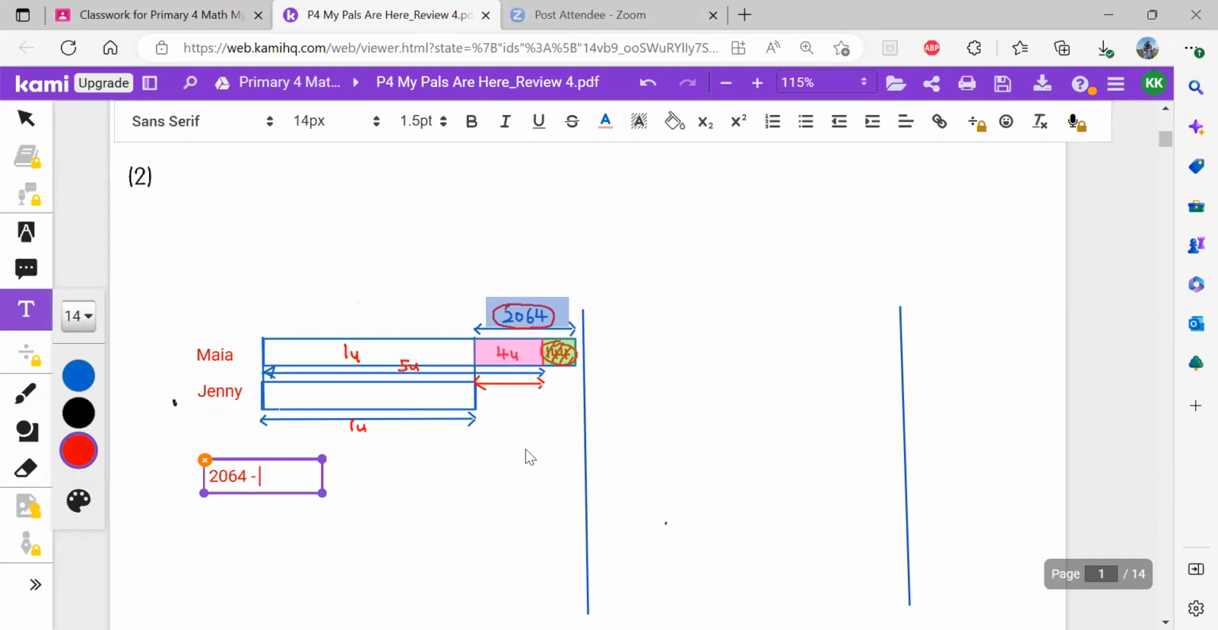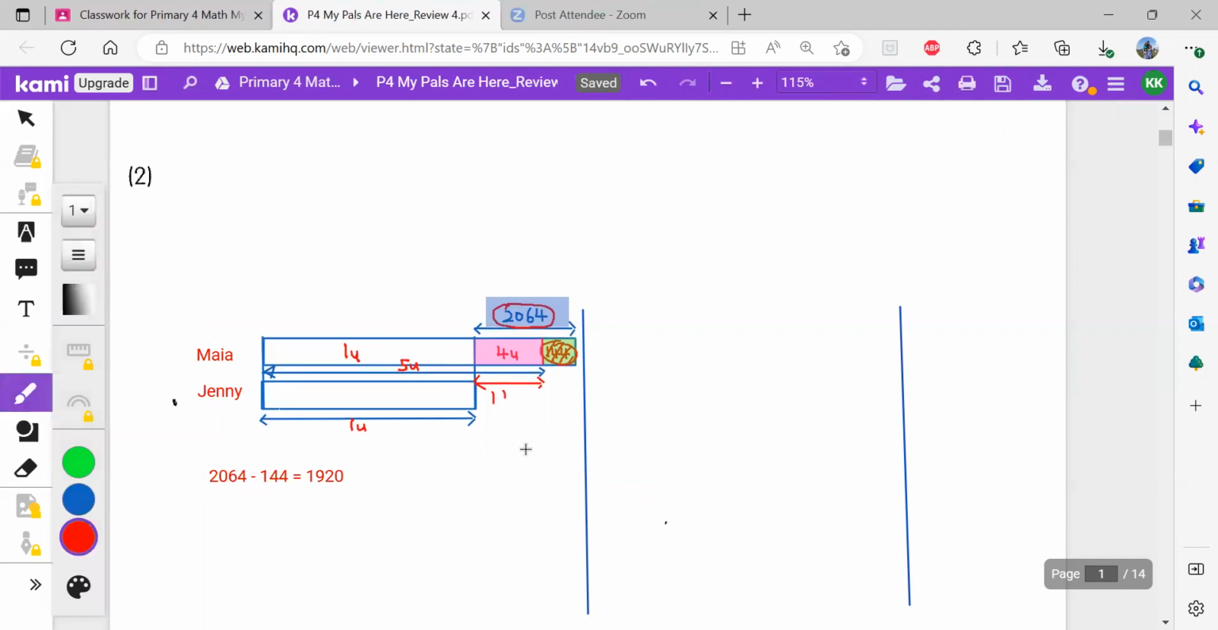So to find these 4 units, basically I can just take 2064 take away 144, and that will give me 1920. You can do the working at the side if you want. So I'm going to write it down as 1920. Looking at this model, I know 4 units is 1920. I'm just going to write it down.